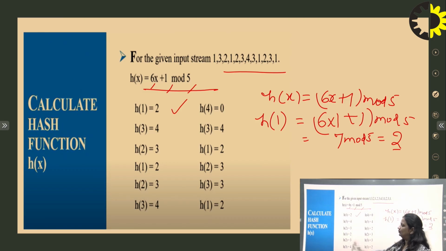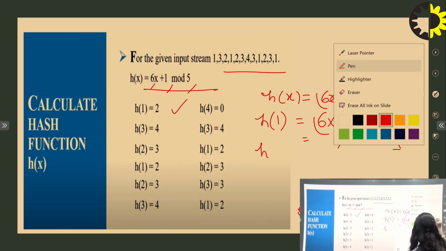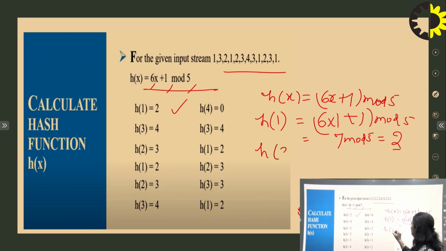It is equal to 2. Similarly, we calculate the hash function for the various elements in the stream. For the second element, that is h is equal to 3. The value of x is now 3 because the second element is 3. Now we put the value of x in that.